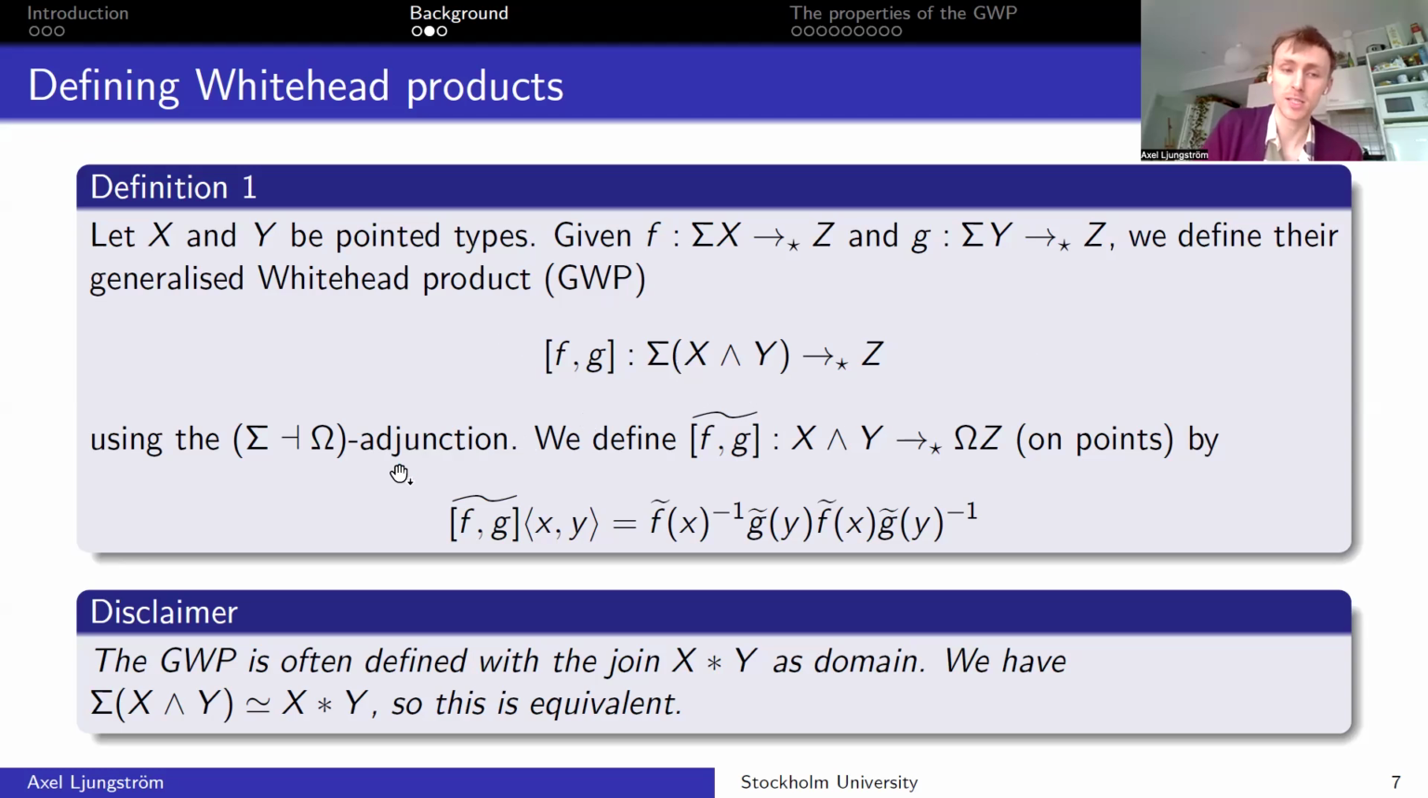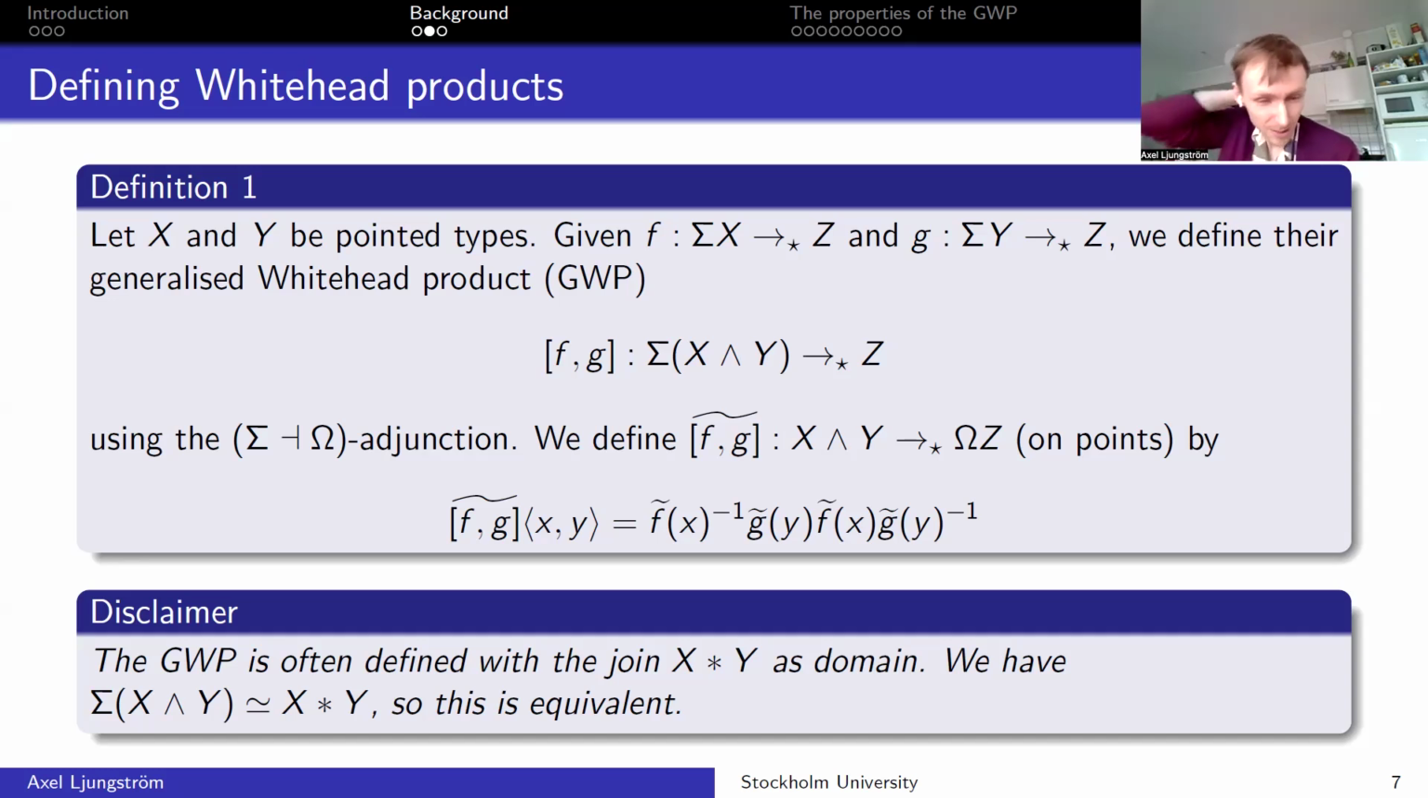Well, we again use this adjunction, and we work on the right-hand side. So we define fg tilde, going from x smash y into omega z instead. And we simply define it by sending the pair x and y to this kind of commutator word: f tilde x inverse, g tilde y inverse, f tilde x, g tilde y. So, a very cute short construction, and this is it. This is the generalized Whitehead product.